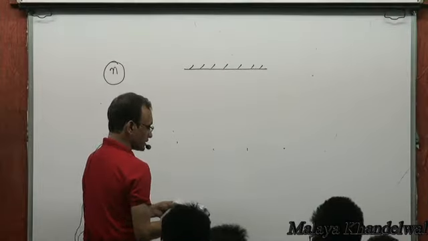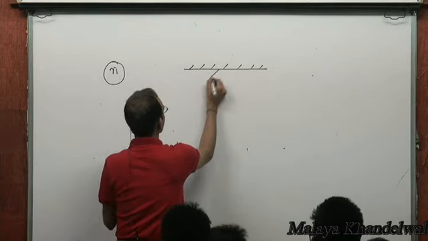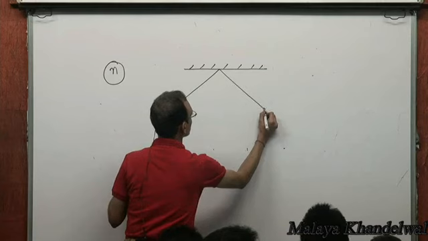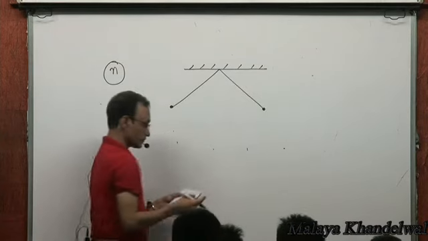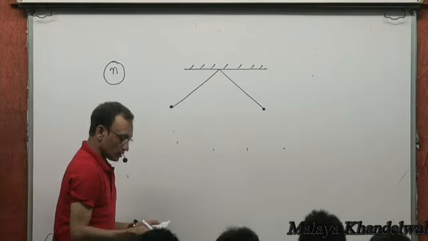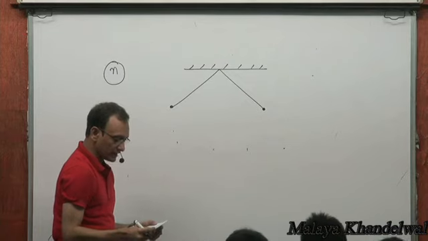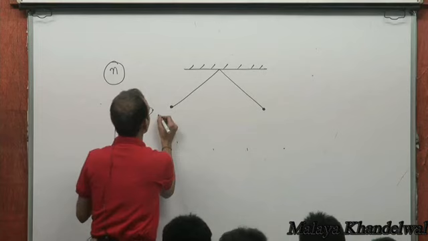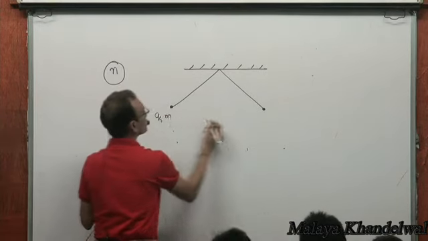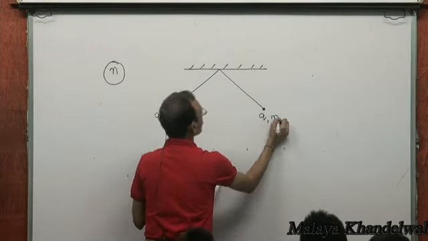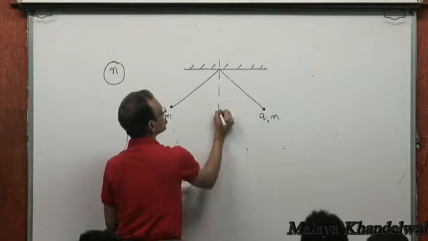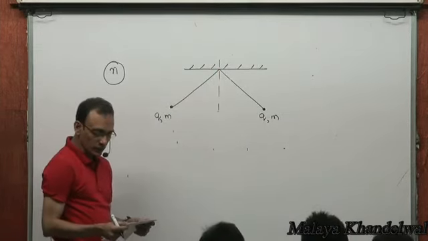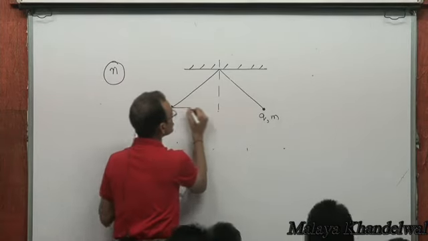Two identical conducting balls having the same charge and mass are suspended by two insulating threads as shown in the figure. These two charges, Q and M, suspended as shown. And they are in equilibrium, separated by a distance small a.